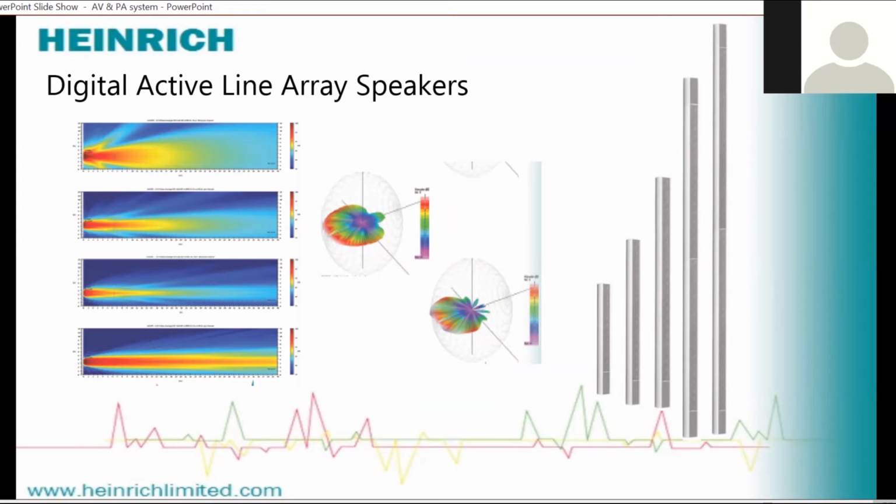And through the software you can control the throw distance of the sound. These speakers have the ability to reach 20 to 30 meters, and if you want the sound not to go beyond 30 meters, you can configure that distance through the software. So these are digital active line arrays. They don't need any amplifier. The power supply units have inbuilt DSP to enhance the audio quality.